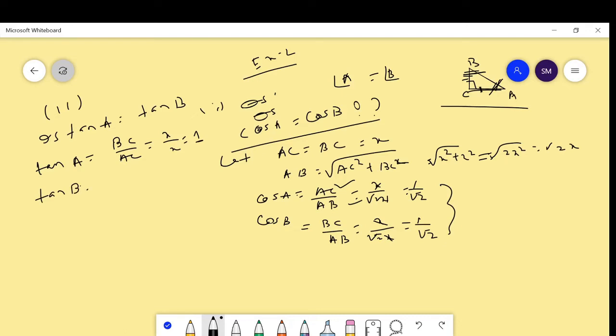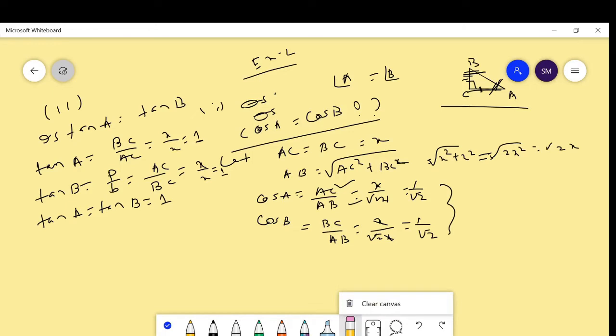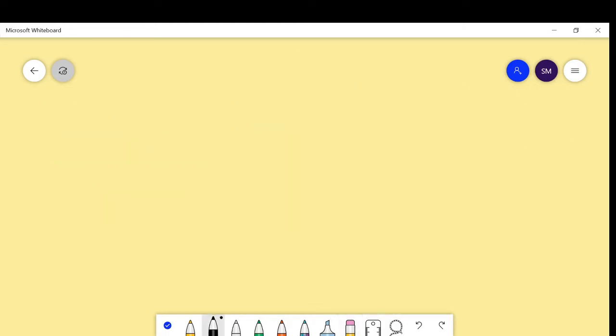Then tan B is equal to P by B, means for tan B, perpendicular is AC upon BC, which is equal to x upon x. This equals 1. Yes, we come to the conclusion that tan A is equal to tan B is equal to 1. Then next questions. Please students, do your worksheet properly and ask me your doubts.